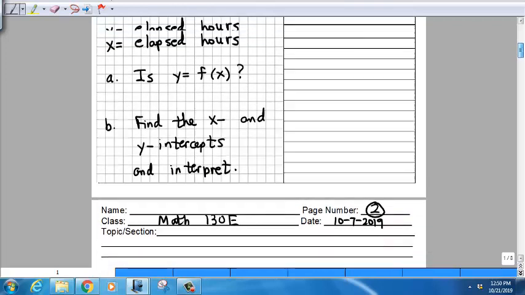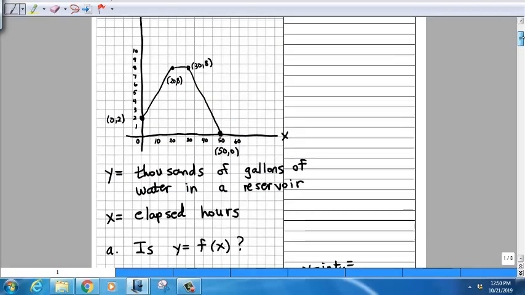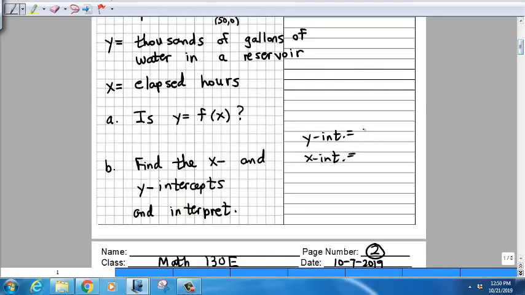Next, again, this is a really basic question. We just want to find the x and the y intercepts and interpret the meaning of those. Let's start with the y-intercept. That's easy. What's the y-intercept here? 2, right. So we have a y-intercept of 2.